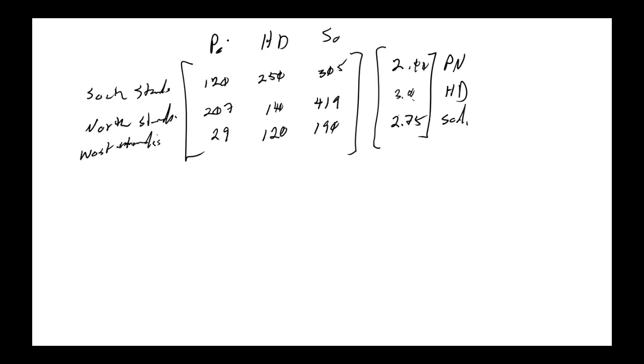North stands, 207 peanuts times $2 a bag, 140 hot dogs times $3 a hot dog, plus 419 sodas sold for $2.75 per soda. And then the west stand, same thing, 29 by 2 plus 120 by 3 plus 190 by 2.75. And that would give you the total amount of revenue you had at each of those things.